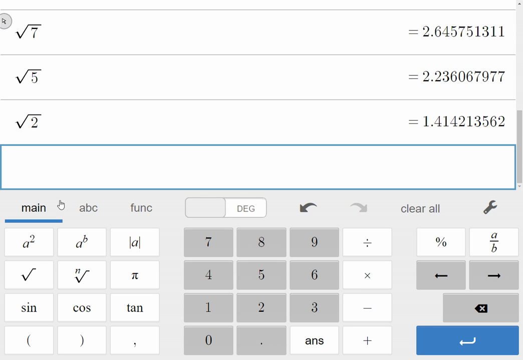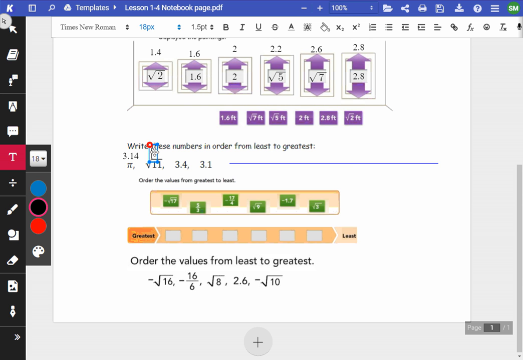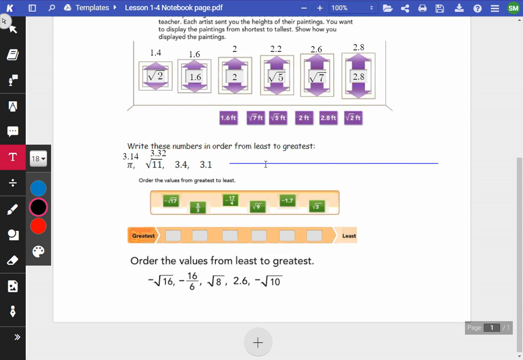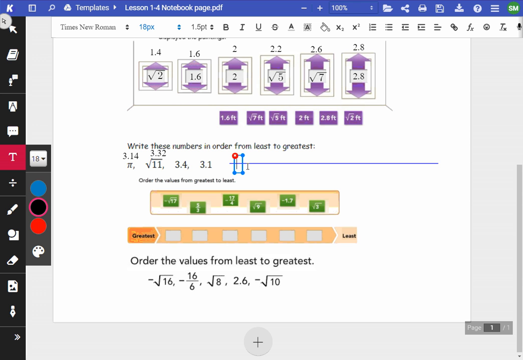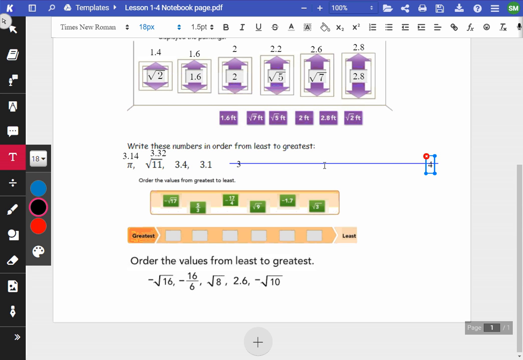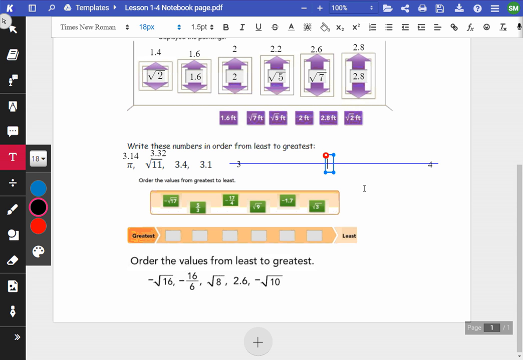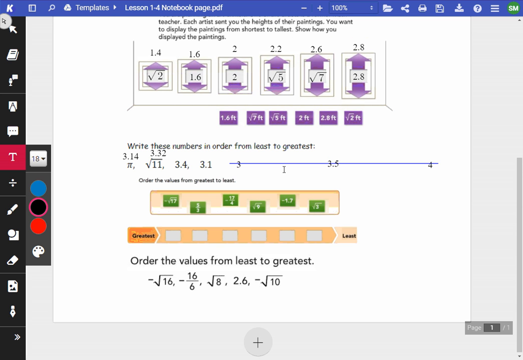Square root of 11 is about 3.32. And the reason I'm doing more than one place here is because these are all 3 point something. 3.32. And then I have 3.4 and 3.1. Okay? So I need a 3 down at this end. And I'm just going to put the numbers right on the number line here. And a 4 down at this end. So about the middle would be about what? What's halfway between 3 and 4? Correct, 3.5.